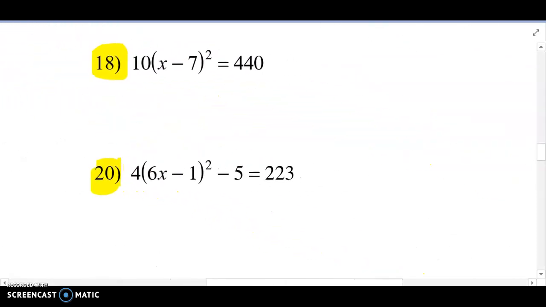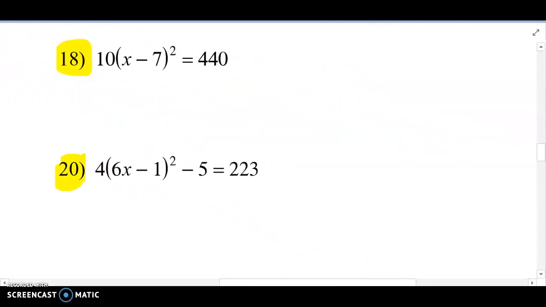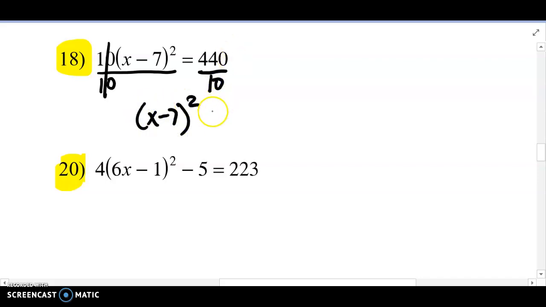All right, number 18 here. Kind of like the last one, you can see the x minus 7 squared right here. But you can also see that we have a 10 that's kind of hanging out on the outside. So we want to get rid of that first. This just means 10 times this amount. It's 10 times x minus 7 squared. So the opposite of times is to divide by 10. And now I'm left with x minus 7 squared equals 440 divided by 10 is simply 44.